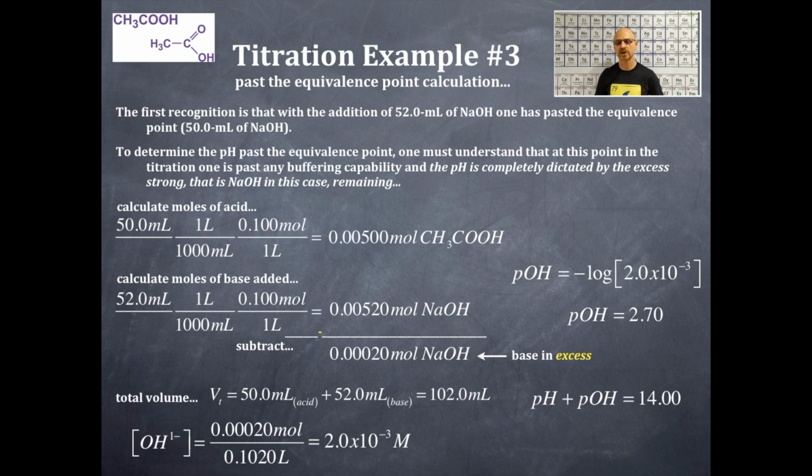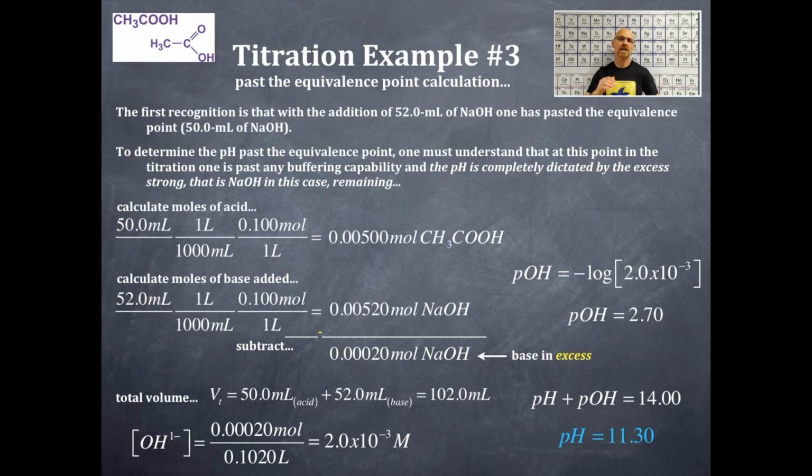That's one of our definitions. We're going to plug in the pOH into this, then subtract 2.70 from both sides, and we're going to get this magic number of a pH of 11.30. So the pH past the equivalence point by adding 2 more milliliters of sodium hydroxide, because we're at 52 mL, so it's 2 more mL past the equivalence point, we have a pH of 11.30.